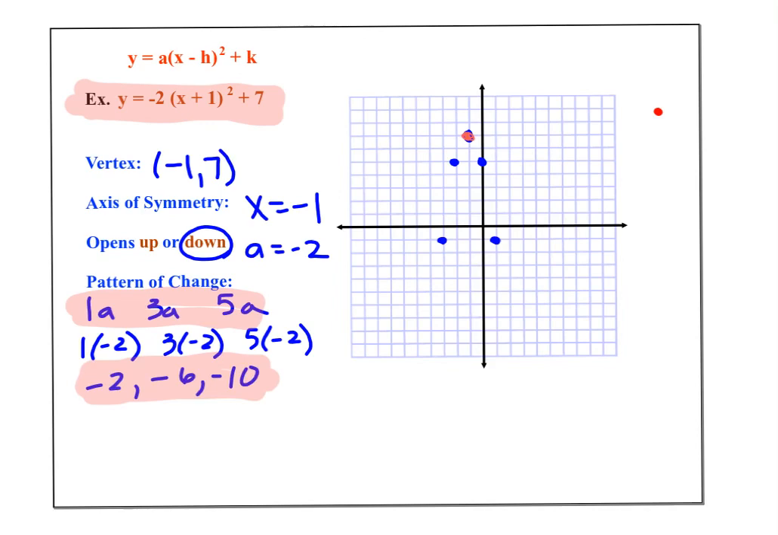So that's why from the vertex, I went down 2 to the right 1, down 6 to the right 1. Sorry about that. And then I would go down 10 to the right 1. And same on the other side. So the only thing new is that axis of symmetry again of x equals negative 1. Please notice that the x value of the vertex and the axis of symmetry match. And if you were going to sketch that on your graph, it'd be a vertical line. It cuts through the vertex and cuts your parabola in half.